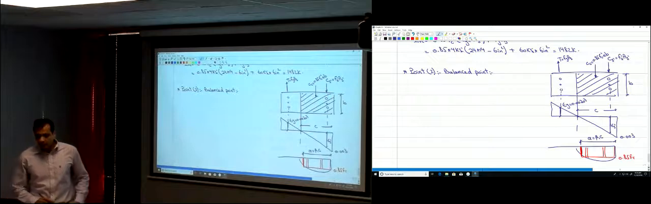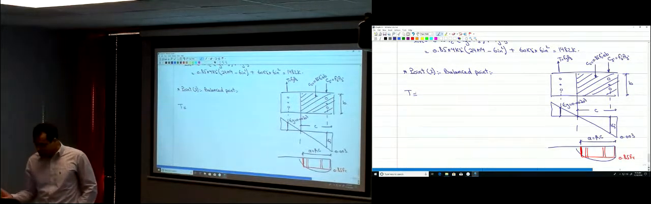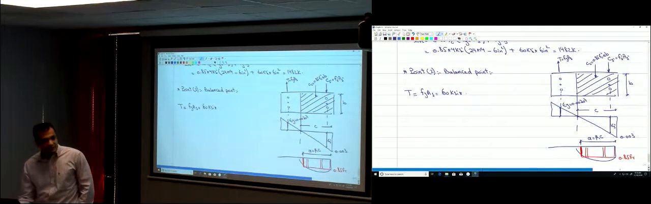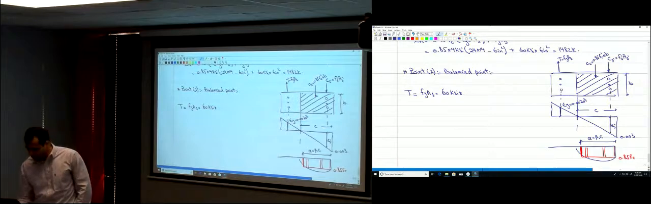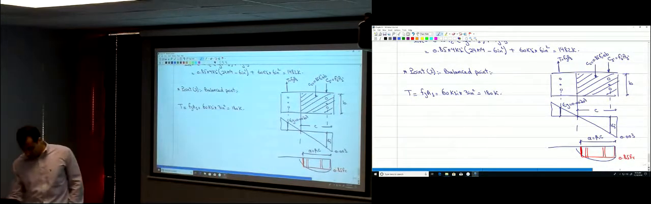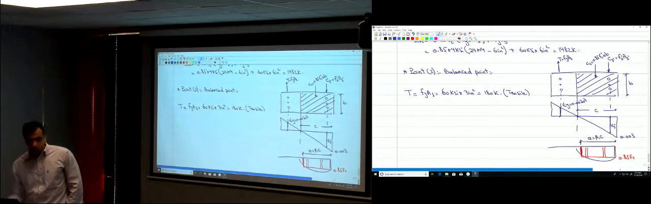So now, do you know how much the tensile force is? That's easy. It's f_y times area of steel. So 60 ksi multiplied by the area of steel. How much is the area of steel? It's the area of 3 number 9 bars, so that's 3 inches squared. So this is 180 k. Just realize that this is a tensile force.